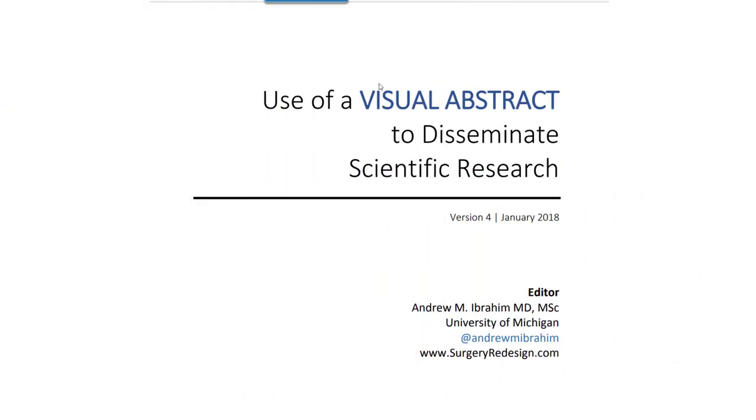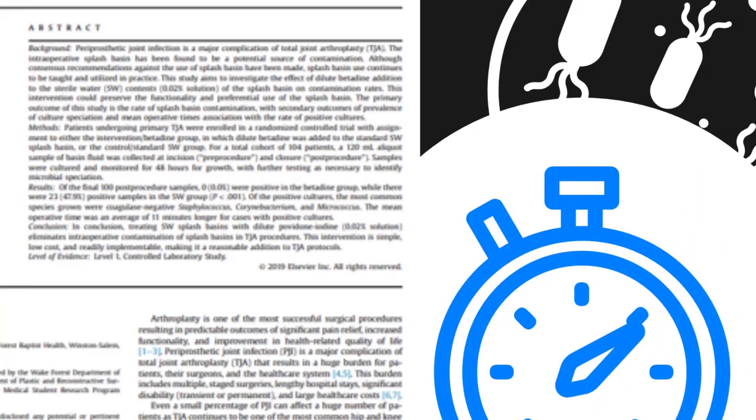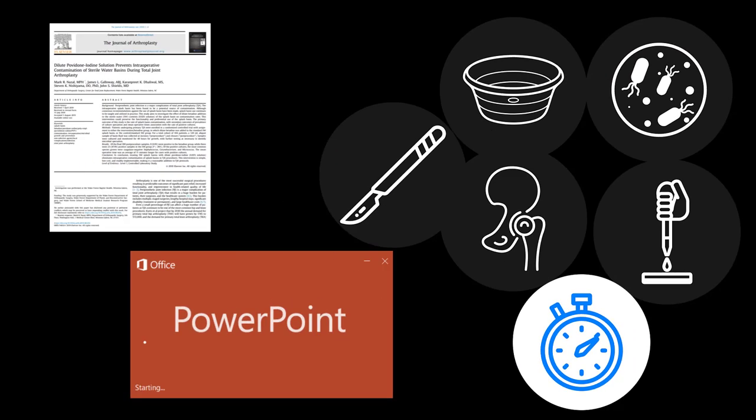A very helpful primer by Dr. Ibrahim gives more details on starting to make your own visual abstracts. I highly recommend it as it goes into more detail than what I will show here. The first thing you want to do is gather your supplies. You will need a good paper, icons, and a storyboard.